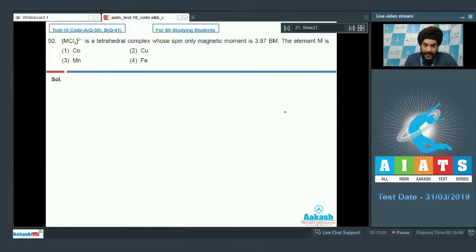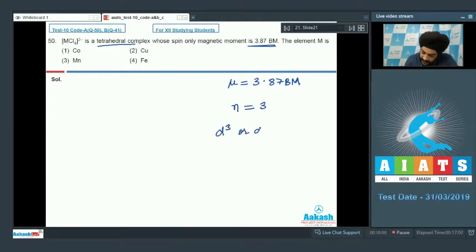Question number 50. MCl4 2- is a tetrahedral complex whose spin-only magnetic moment is 3.87 Bohr magneton. The element M is? So if we talk about the mu value, it is given to us that it is 3.87 Bohr magnetons, which means that the number of unpaired electrons present is equal to 3. And we can have either d3 or d7 configuration. So M2+ should have a d3 or d7 configuration.